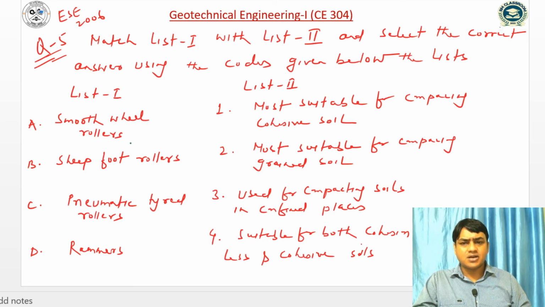Similarly, the sheep foot roller is most suitable for compacting cohesive soil, like clay. The smooth wheel roller is most suitable for compacting granular soil. So it will be A.